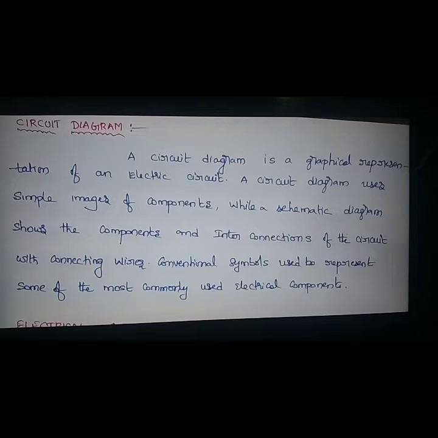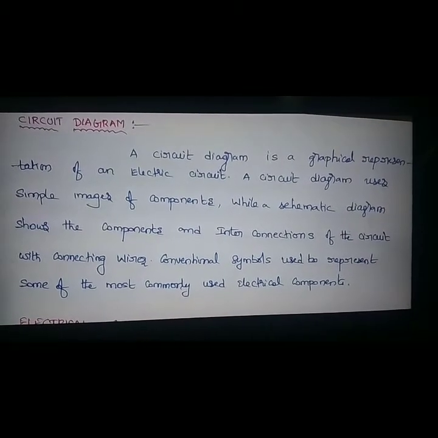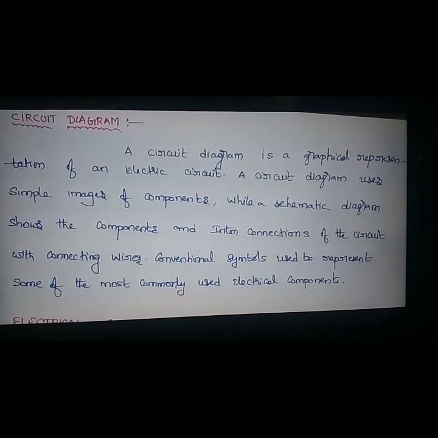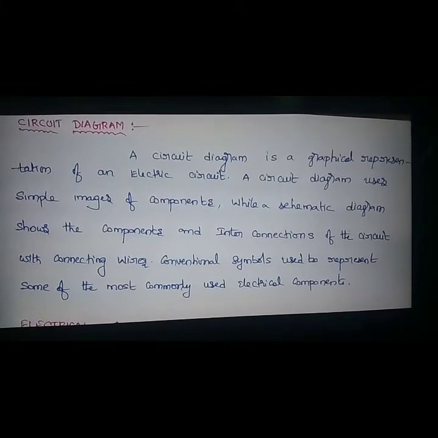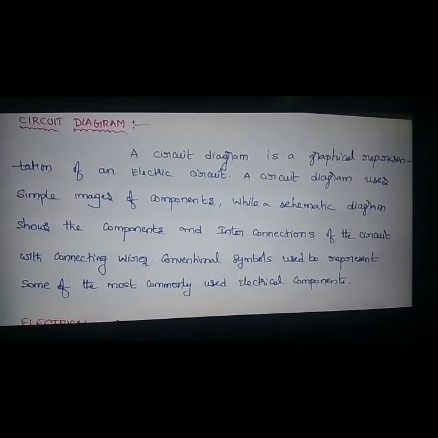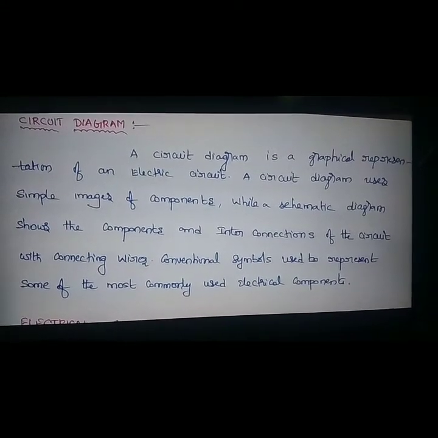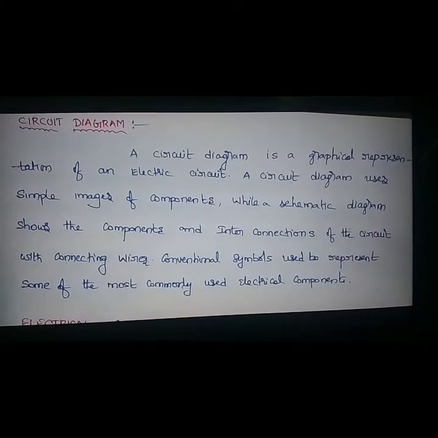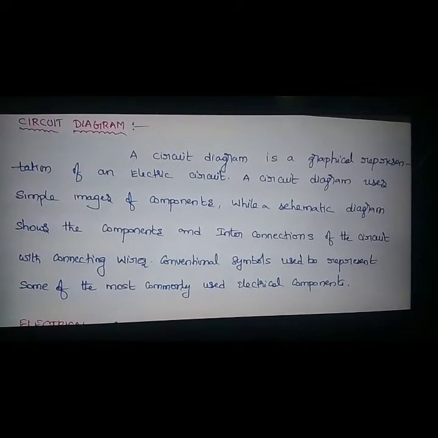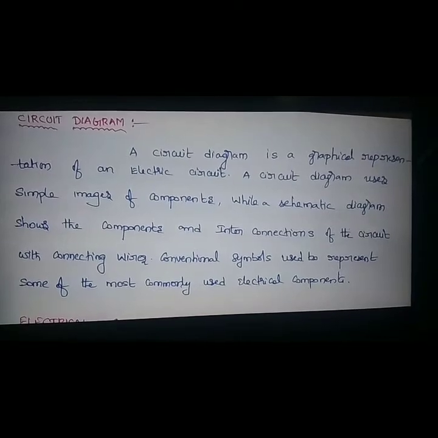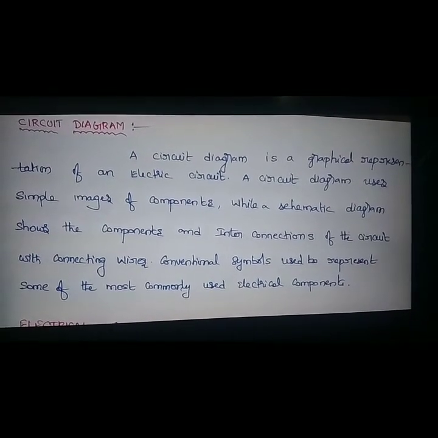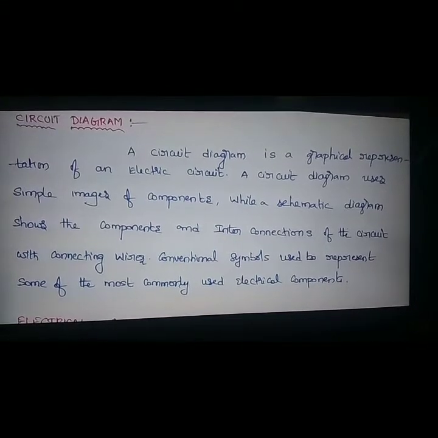See the circuit diagram. A circuit diagram is a graphical representation of an electric circuit. A circuit diagram uses simple images of components, while a schematic diagram shows the components and the interconnections of the circuit with connecting wires. So whatever components of electrical equipment we use, the connection should be made with wires, that means copper wire. And also conventional symbols.